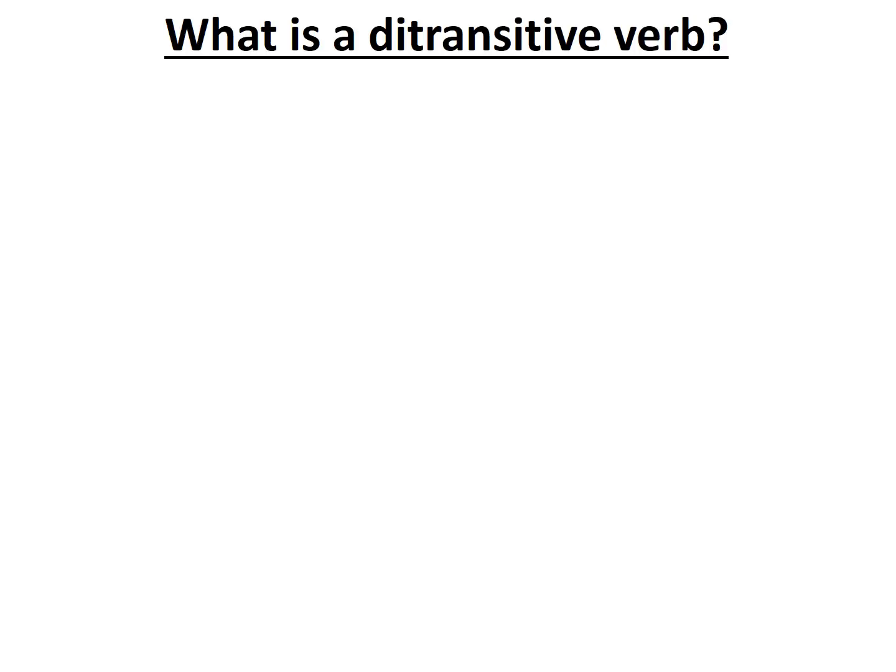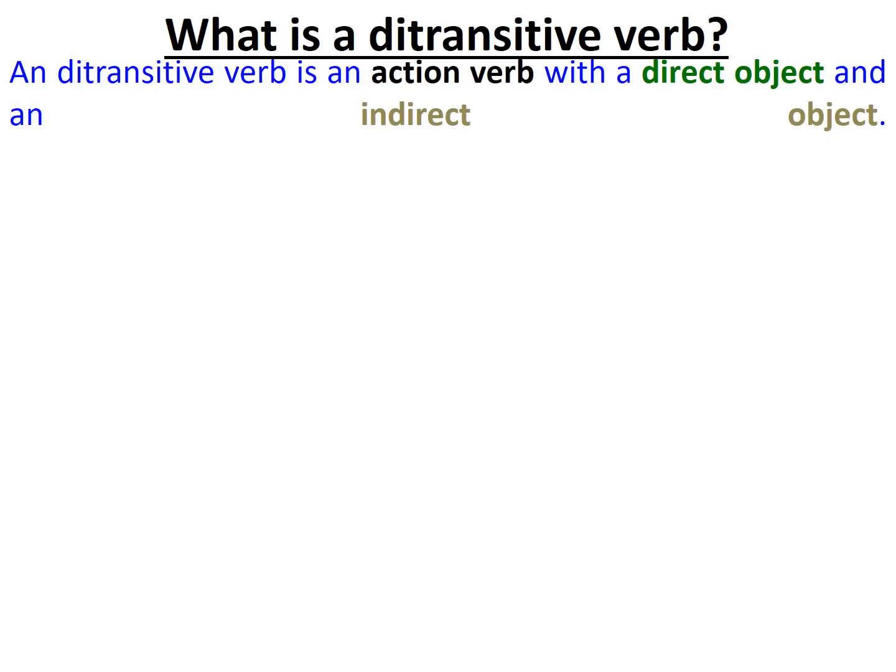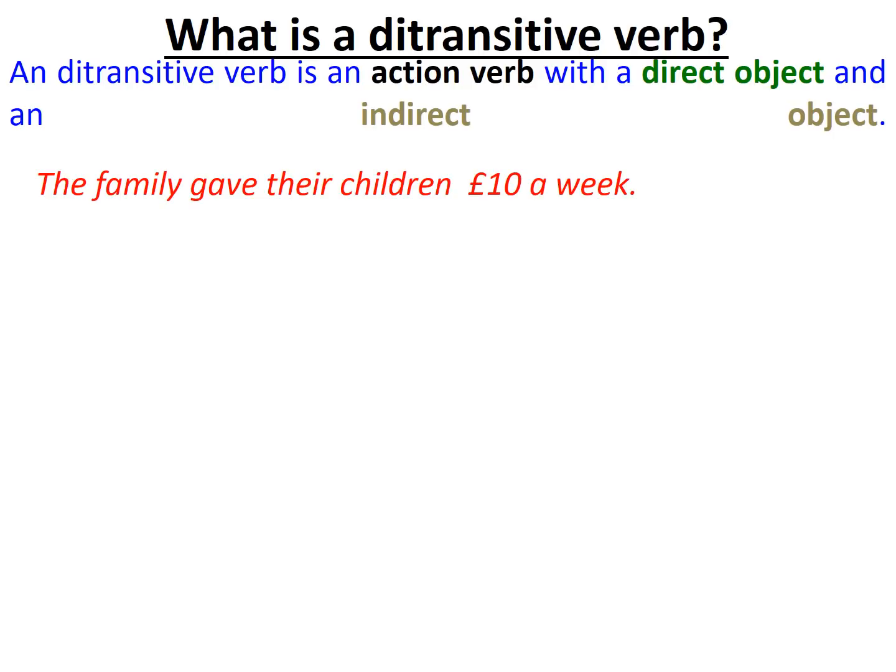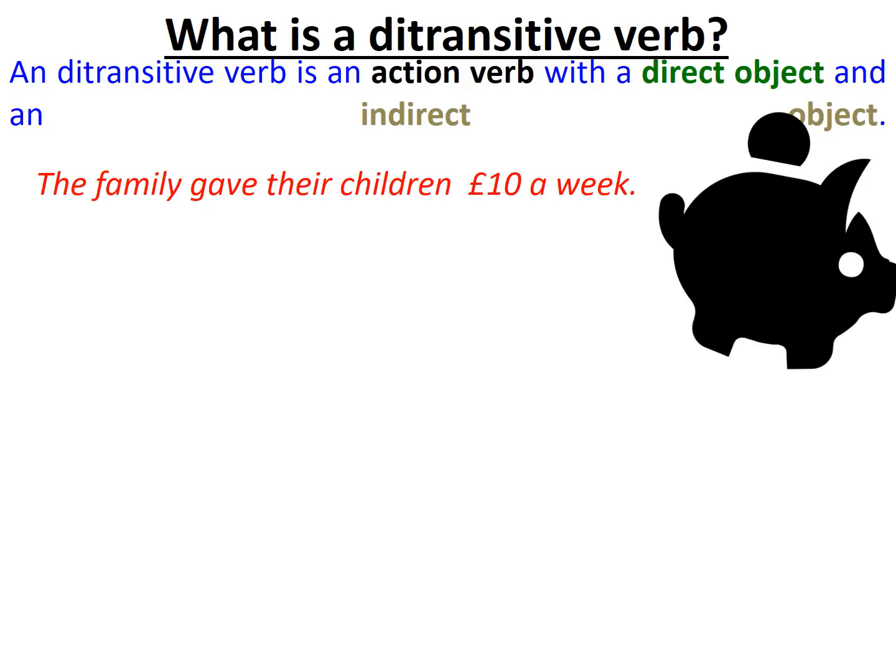In this video we'll be answering the question, what is a ditransitive verb? A ditransitive verb is an action verb, but it has a direct object and an indirect object in the sentence. Let me give you an example. The family gave their children £10 a week.